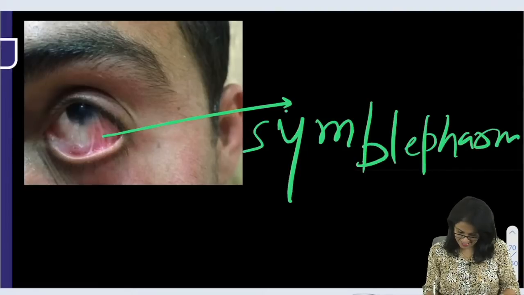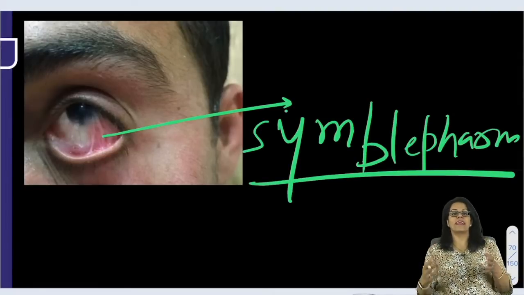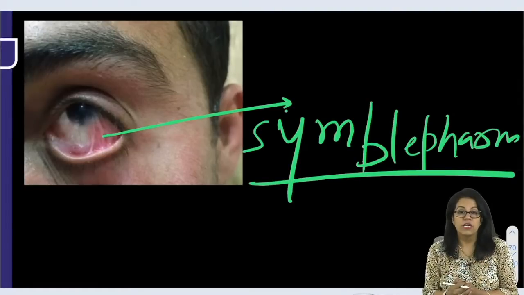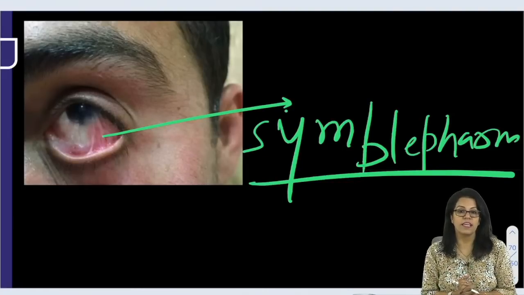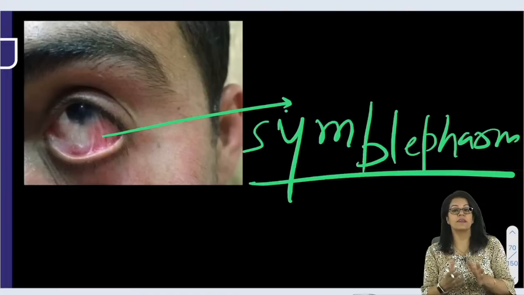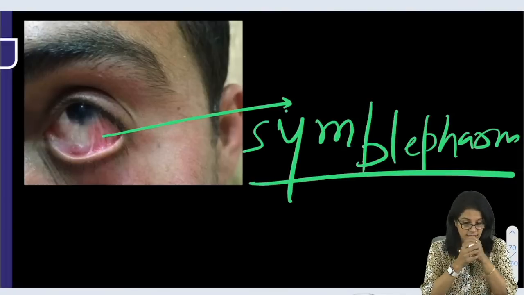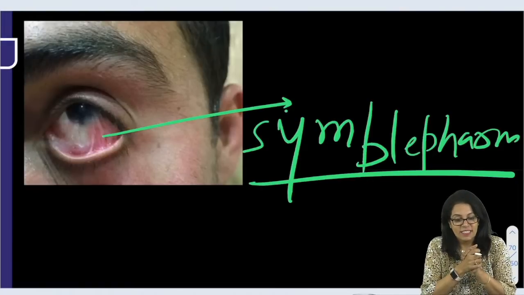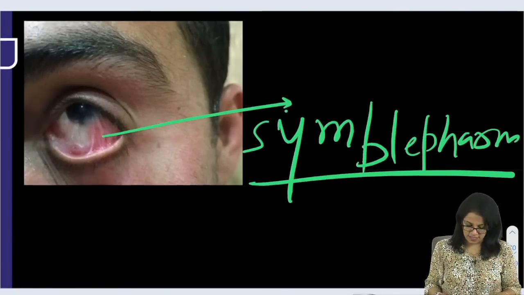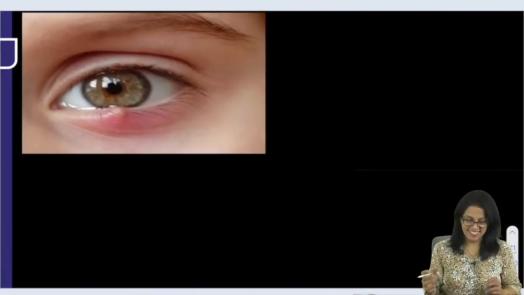Symblepharon you can get after any surgery, any burns, or cicatrizing conditions of the conjunctiva. It can be due to any type of burn, chemical, electrical, radiational, isn't it? Any ulcers in the conjunctiva and so on. That can lead to these scars and adhesions.